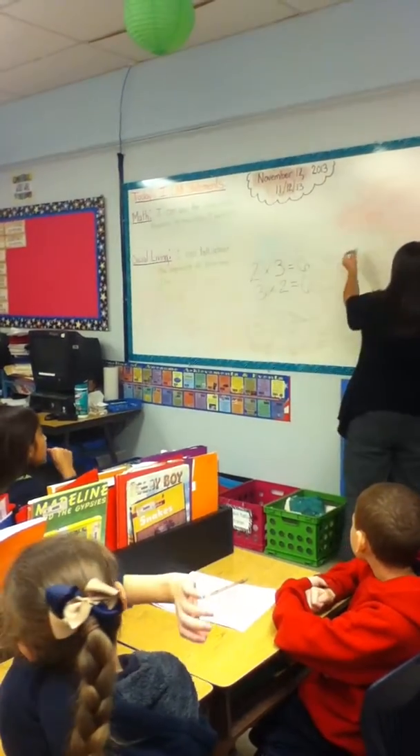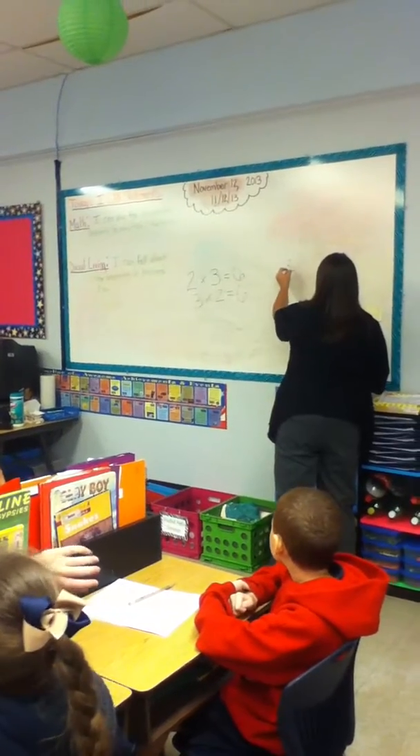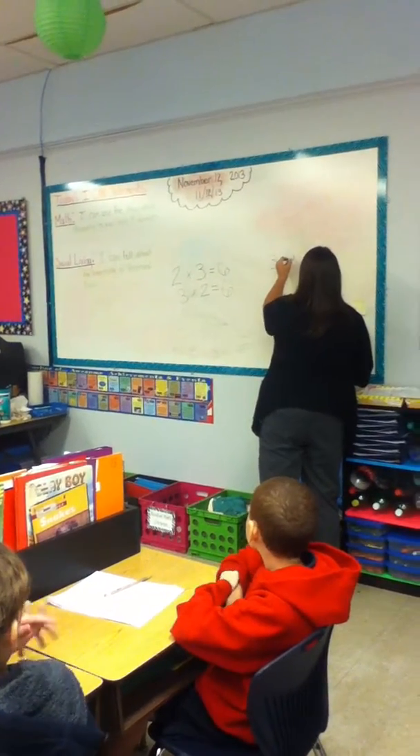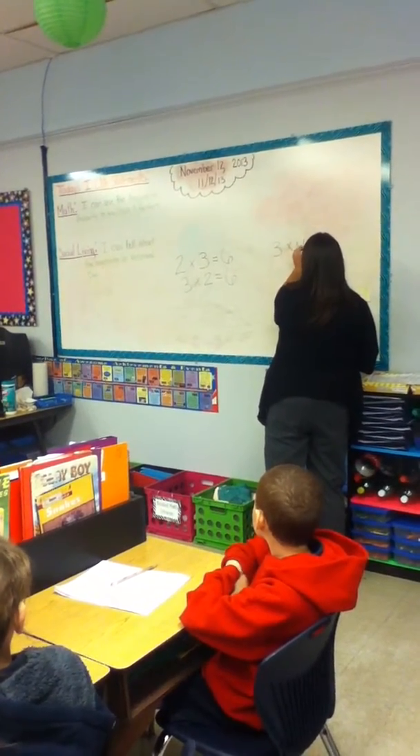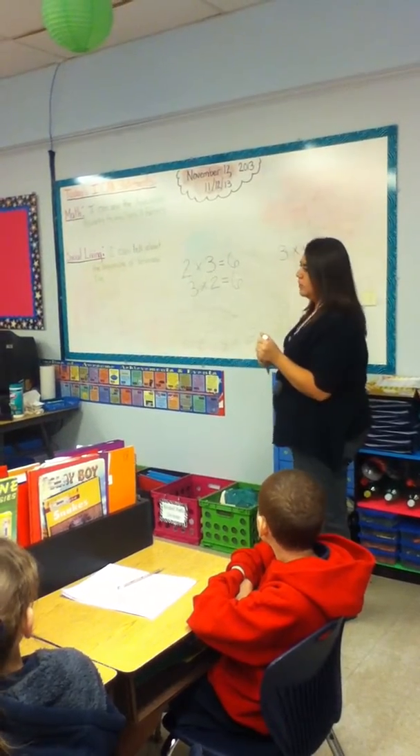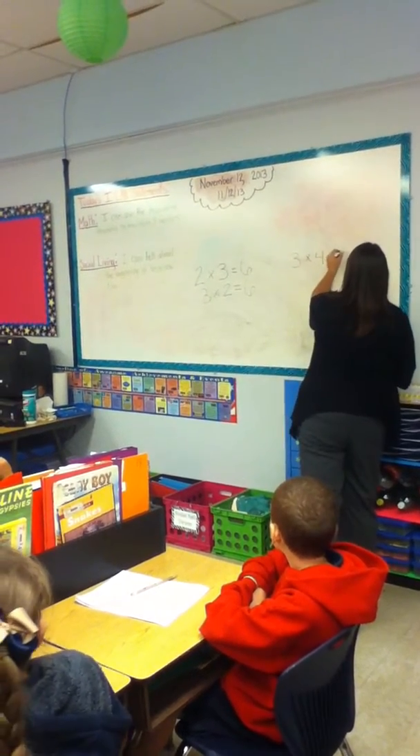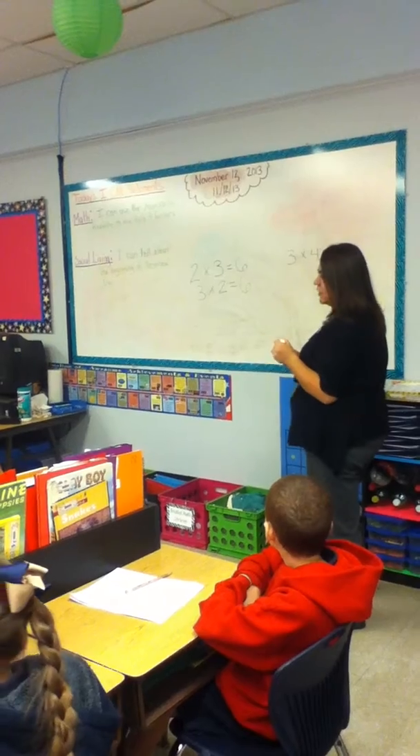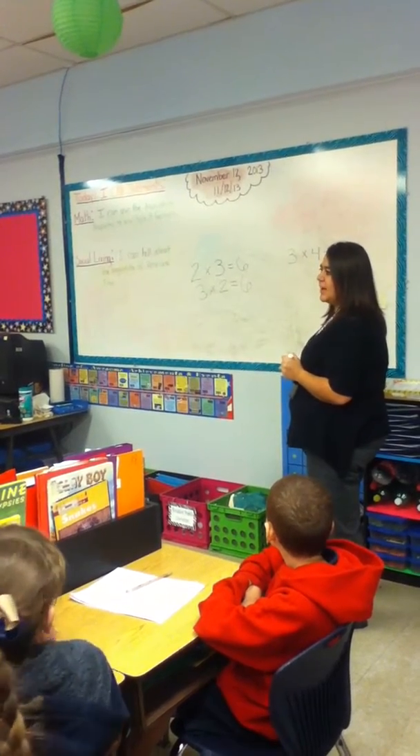If I did 3 times 4, what's 3 times 4? 12. Beautiful. How can I use the commutative property to change this? Alex?